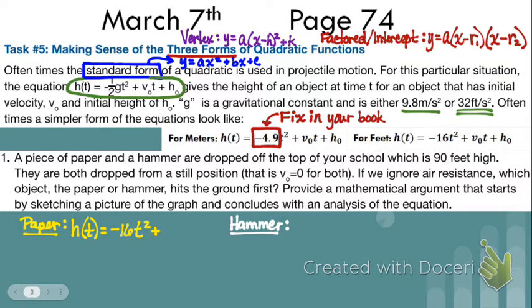What was the initial velocity that I gave the paper? Nothing. So 0t. We're assuming we're dropping this off the top of the school. That's 90 feet. So plus 90. Can I simplify this at all? What would it look like cleaned up?